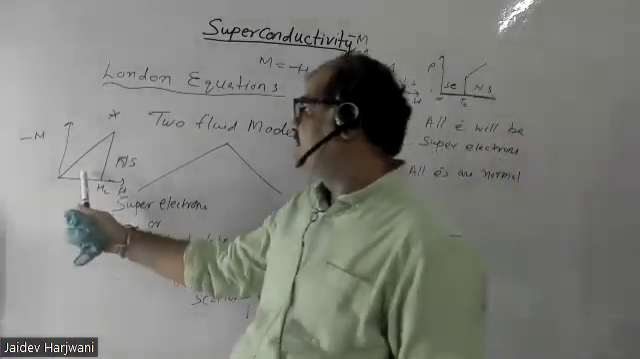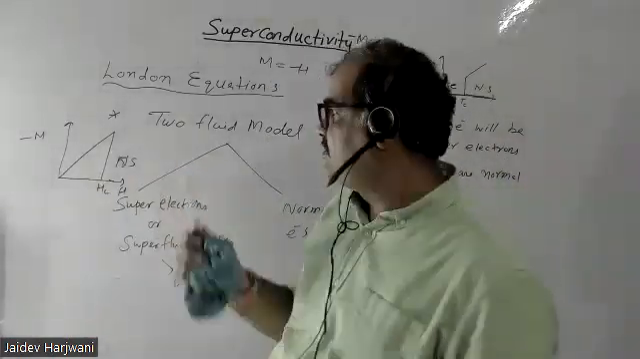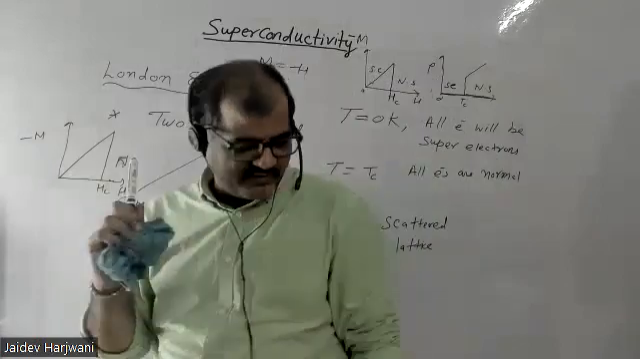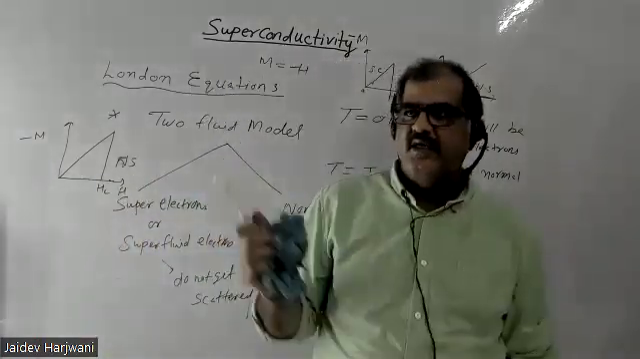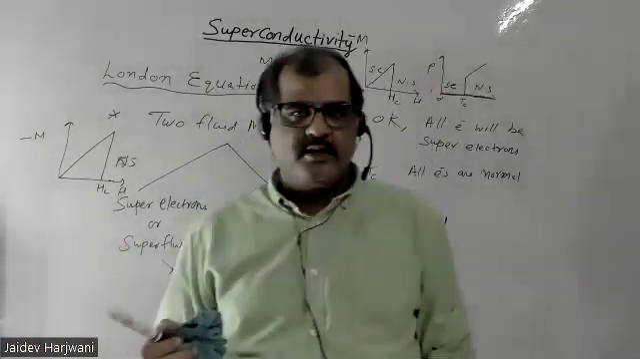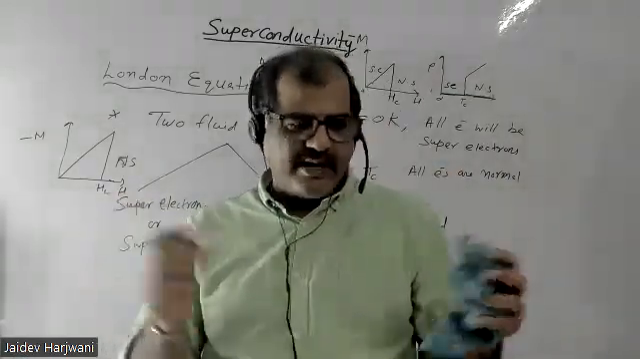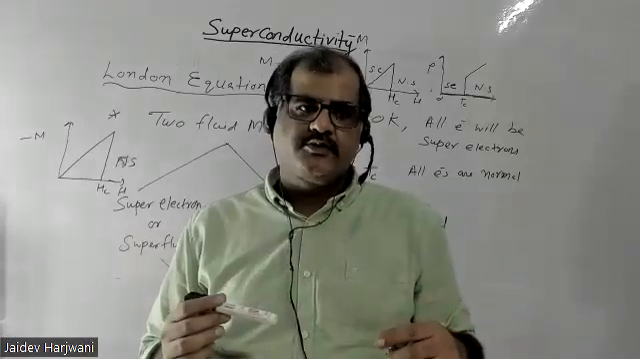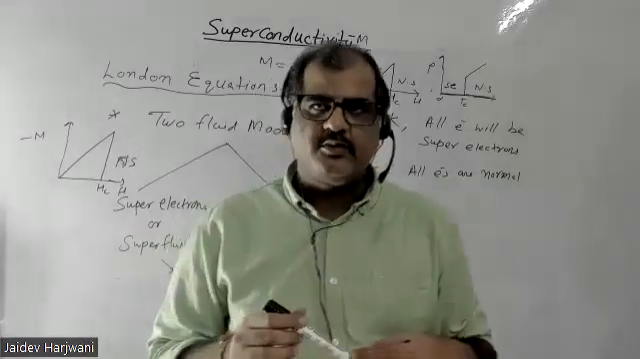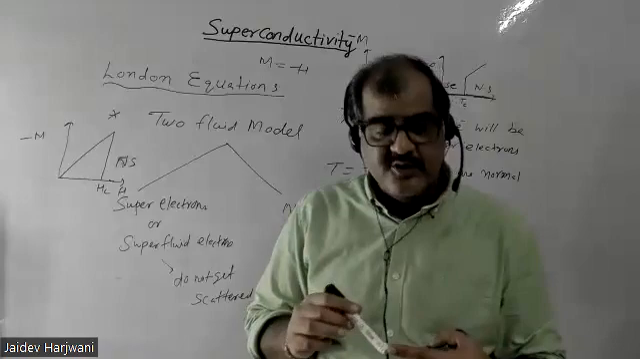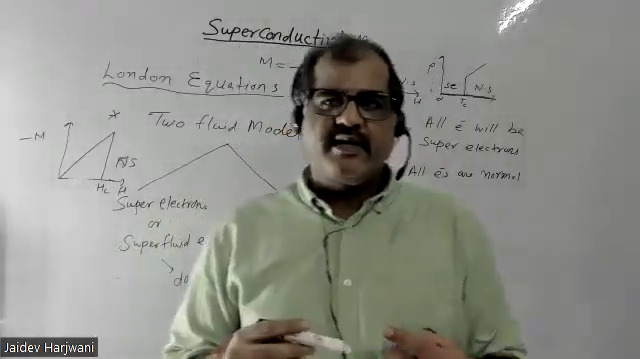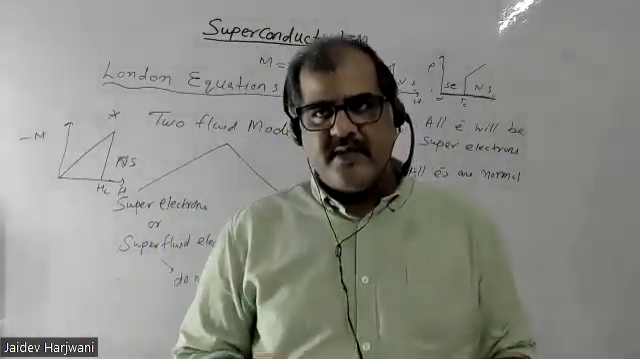Which one? This one. So yes, you have a superconductor. You have a material which is a superconductor. When it is below Tc, that is the superconducting state. In the superconducting state, when you apply a magnetic field, the field inside is zero. Why is it zero? Because your material is behaving like a diamagnetic material.